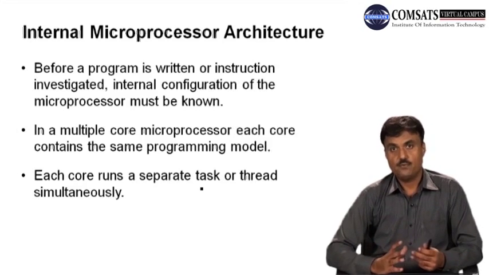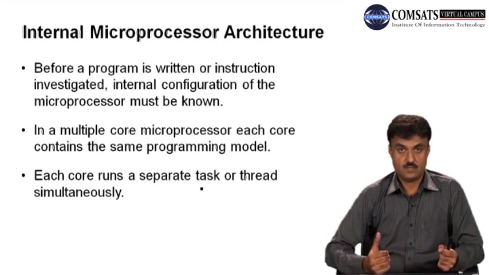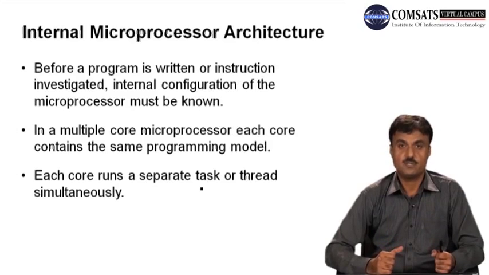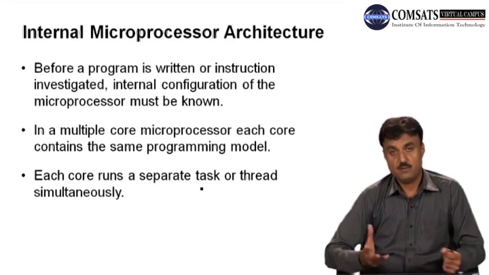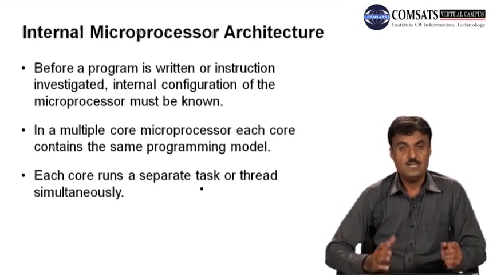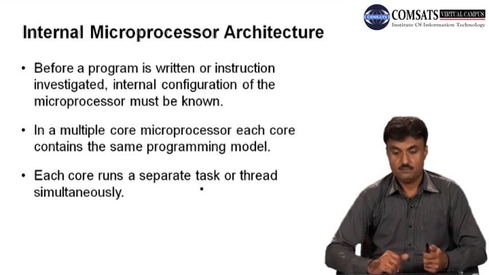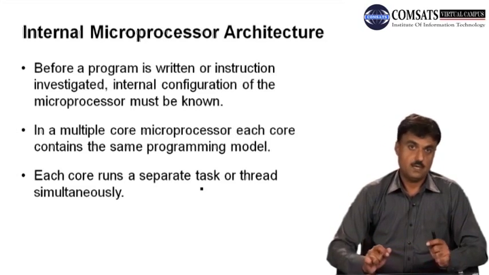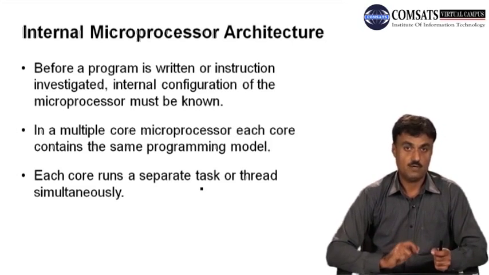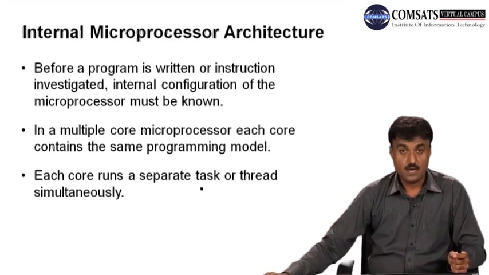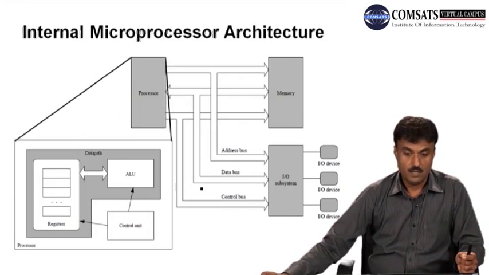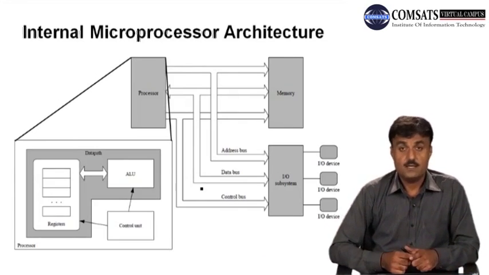So if there are 4, 5, 6, or 7 processors, whatever the number of processors is, and in an FPGA there are even more than these, each processor runs a separate task or thread simultaneously. So it is better to understand how each task is executed on one core. If you understand that one, then it will be easy to understand what the other processors are performing in the system. This slide, I've taken from my previous lecture.